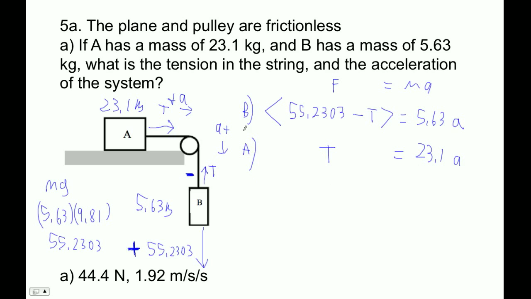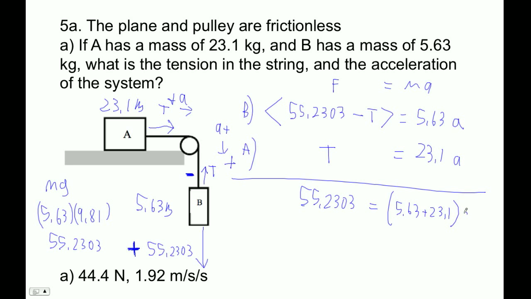Because of the way strings work, if it's accelerating, the string is pulling one mass one way and the other mass the other way. So it's always the case that we can solve these by simple linear combination. We can just add the equations. With massless, frictionless pulleys, these are always deadly simple. If I add the left side and the right side together, I get 55.23 minus T plus T, which is simply 55.2303, and that equals (5.63 plus 23.1) a.